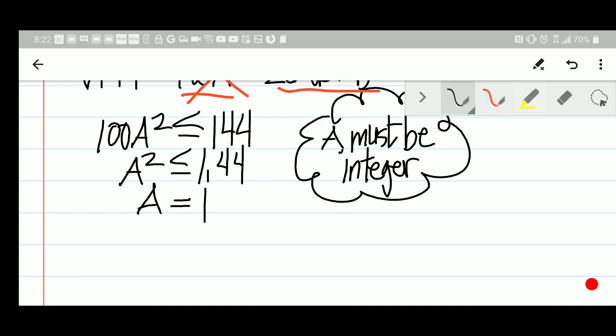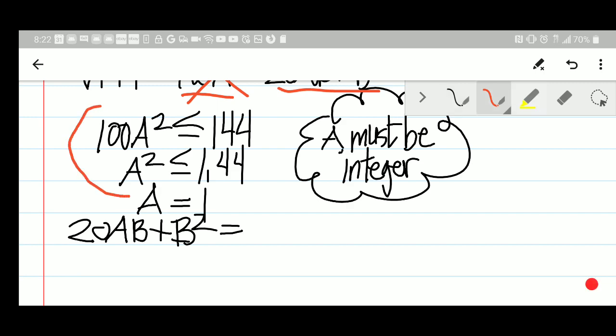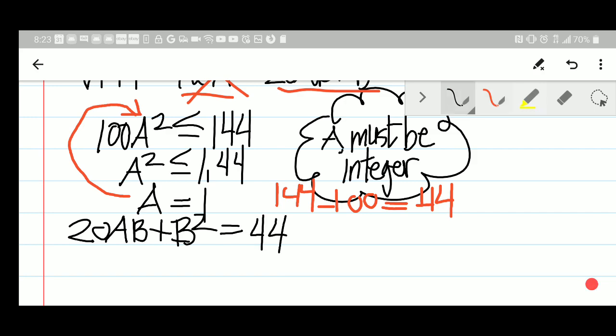So if we plug in, well, let me just write it out. 20AB plus B squared would equal not 144, it would be 144 minus 100. Okay, we plug this back into here and subtract it, and we would end up with 44. You see that? It would be 144 and then minus 100 when we plug it back in to equal 44. So here, what we have left is 44. See how we're just plugging this back in?